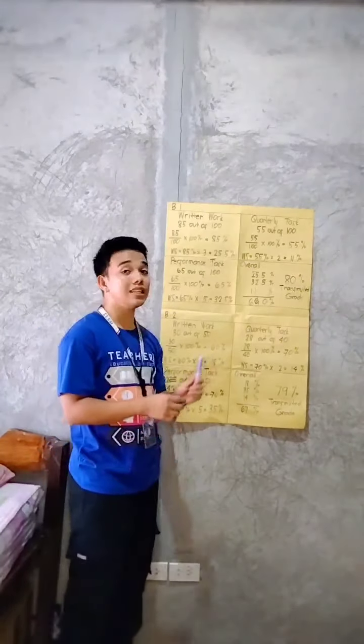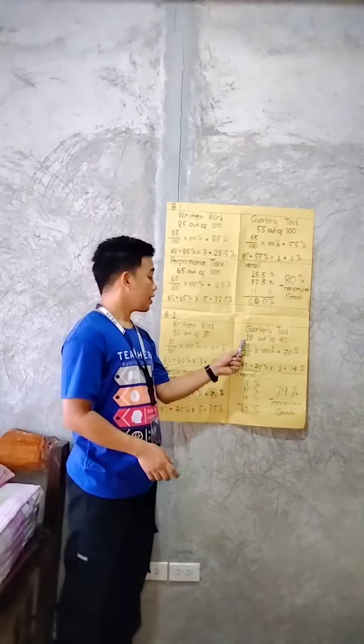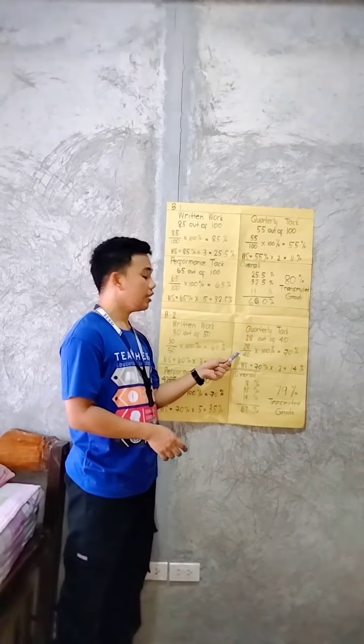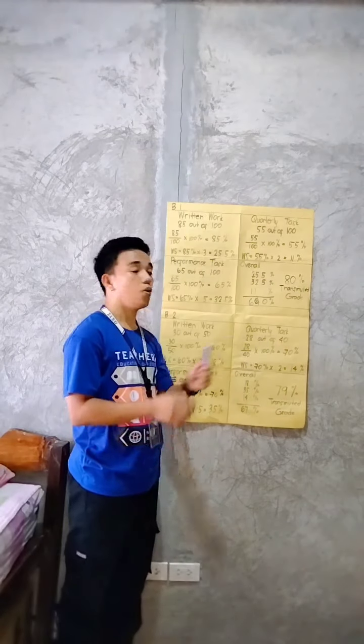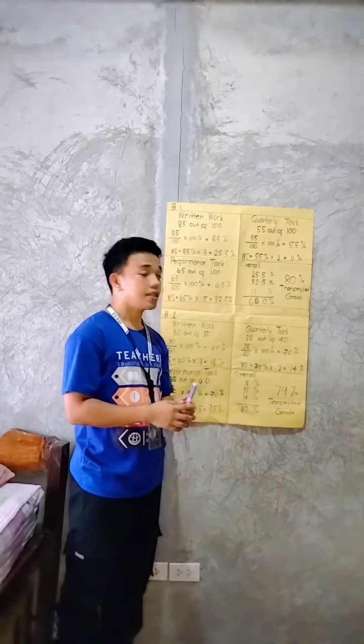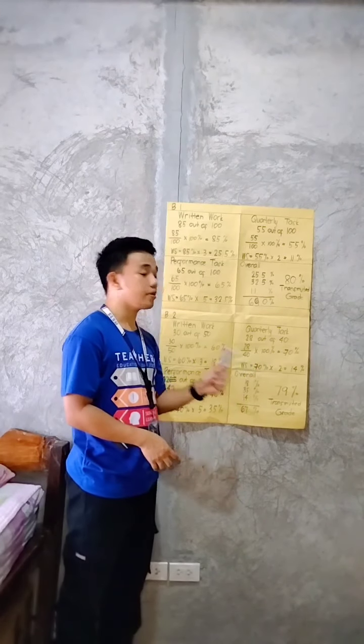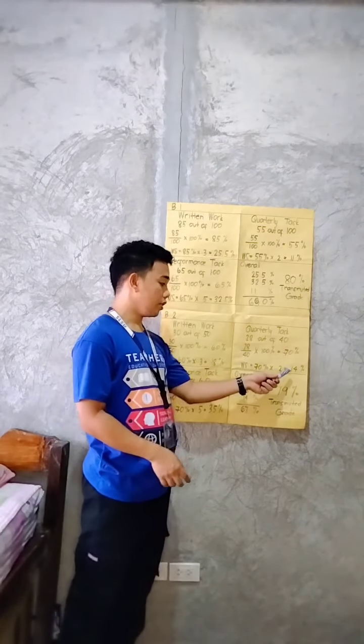For the quarterly task, the student got 28 out of 40. So 28 divided by 40 times 100% is 70%. So the weighted score equals 70% times 0.2 equals 14%.